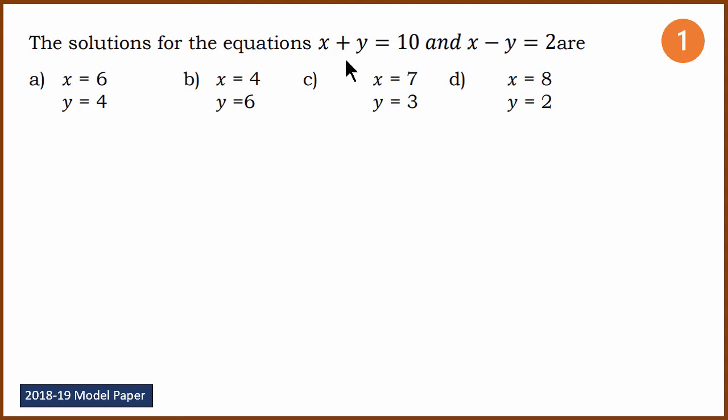The solutions for the equations x plus y equals 10 and x minus y equals 2 are. There are 4 options and we are supposed to find the answer. Now, one easy way to do this is to solve it using the elimination method. This one is an easy question. You can easily solve it via the elimination method and find the correct answer.